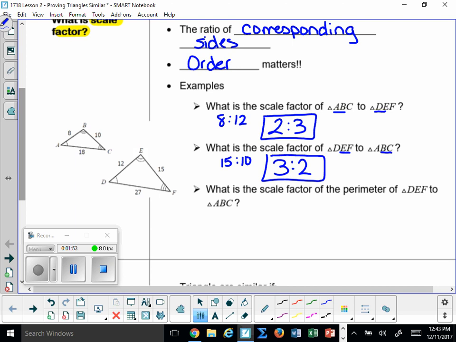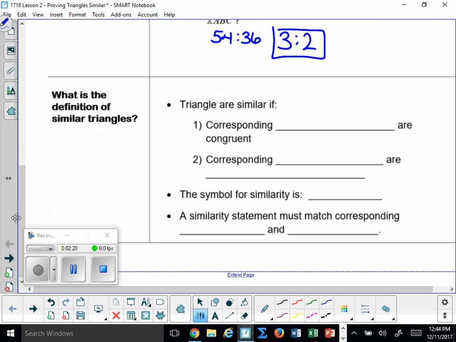And let's see what happens here with perimeter. The perimeter of triangle DEF, add up all three sides, you get 54. The perimeter of ABC, add up all three sides, you get 36. Oh, simplify that, and that perimeter scale factor is the same as the corresponding sides scale factor. That's going to be important information as we continue on.